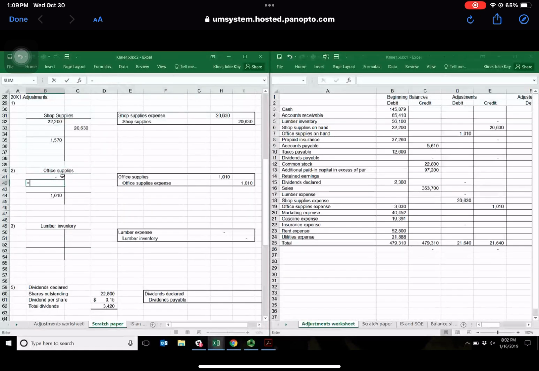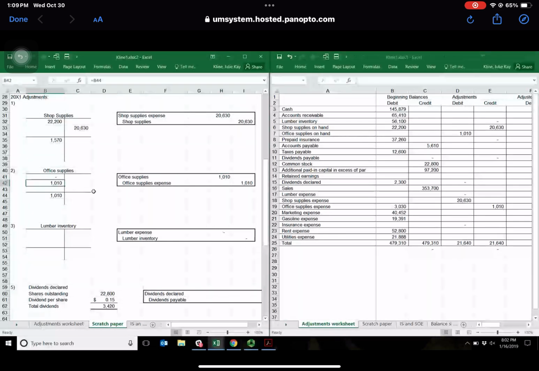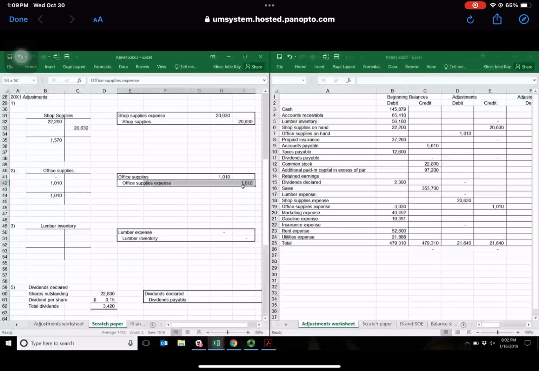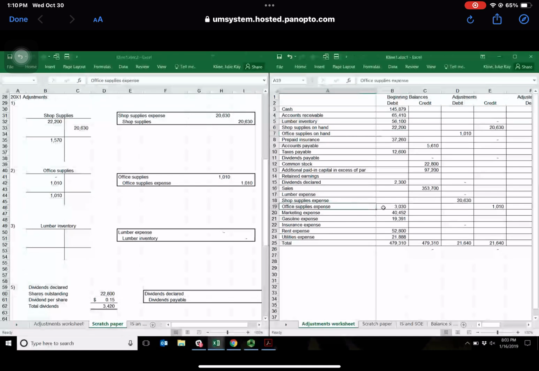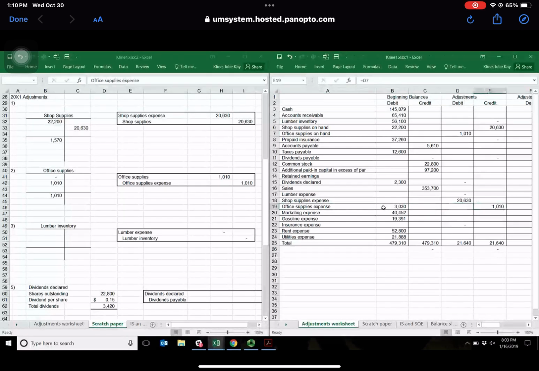We need to increase the account for 1,010. So that's a debit to office supplies on hand. And then the other side of that entry is a credit to office supplies expense. And that's because we are reducing the expense since we took all of the cash.